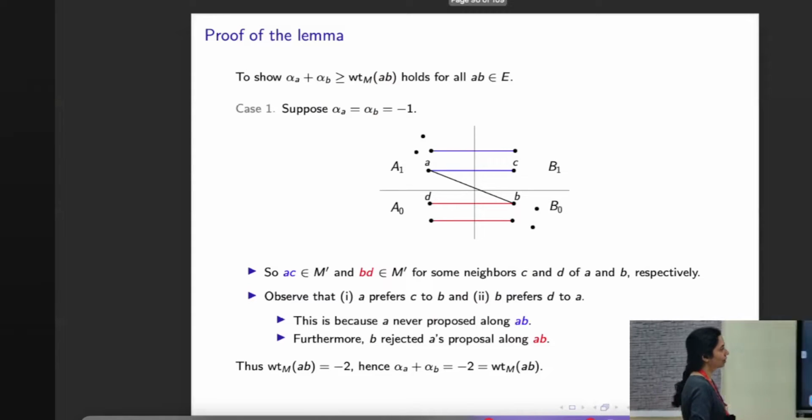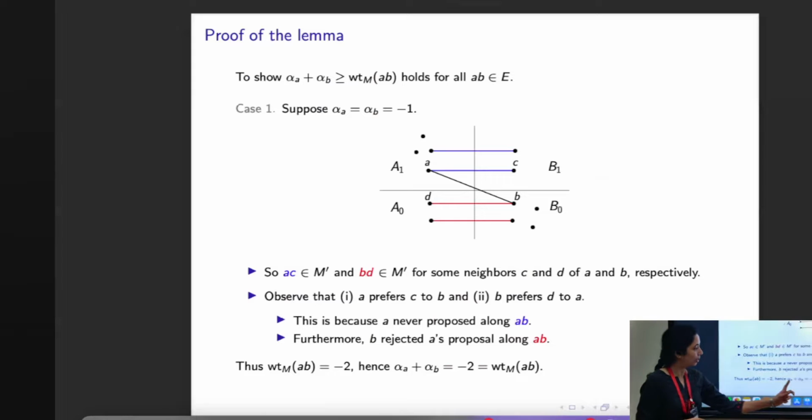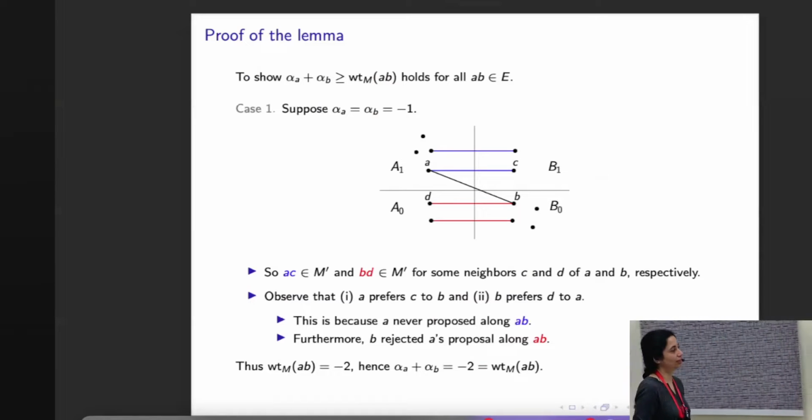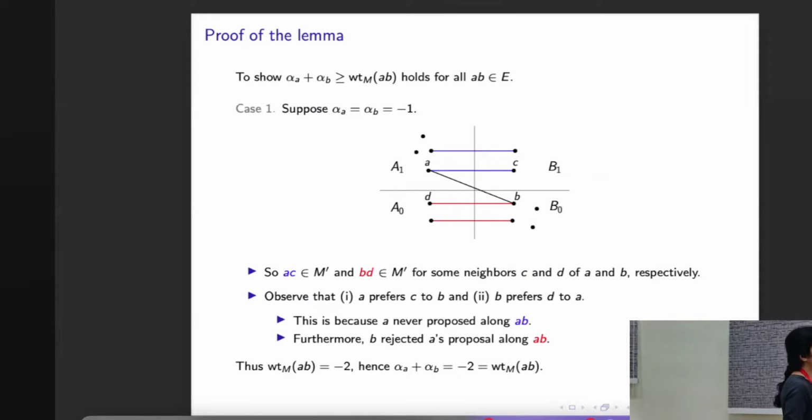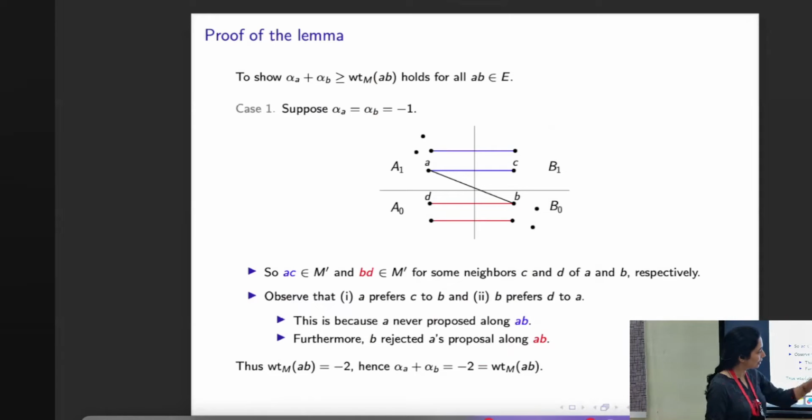So this means both alpha A and alpha B are -1 each, so they sum up to -2. It is also the case that the weight of the edge AB is -2. So, the sum of votes of A and B for each other versus their respective partners is indeed minus 2. B prefers D to A, so it has a vote of minus 1. A prefers C to B, it has a vote of minus 1. So the weight of the edge AB is minus 2. So everything is perfect.